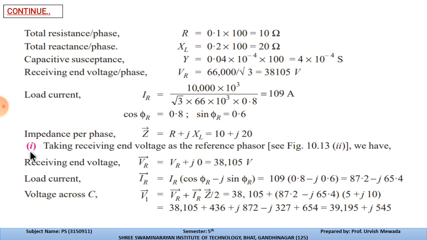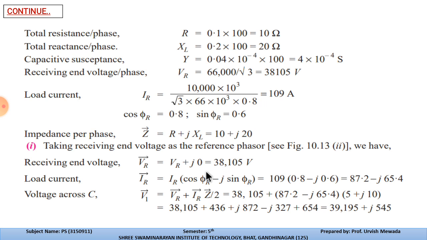Now we are taking the receiving end voltage as a reference, as a phasor. So we are taking VR is equal to VR plus j0. There is no angle because it is taken as a reference. So VR is 38,105 volt, or 38.105 kV.